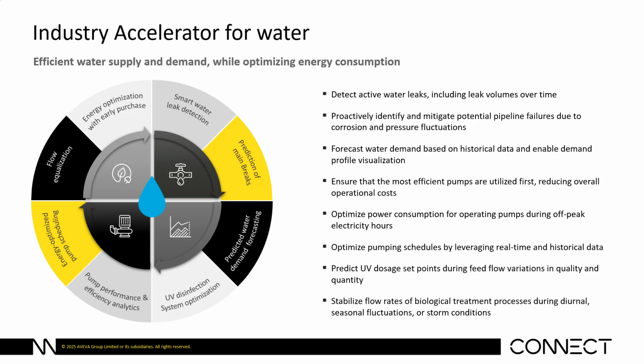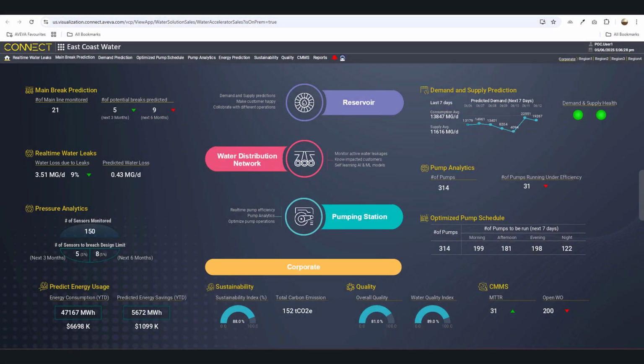The Industry Accelerator for Water enhances overall efficiency by monitoring and predicting water supply and demand within the distribution network while optimizing energy consumption. Here we have an overview of current system health. We're actively detecting water leaks by analyzing historical and real-time flow and pressure data from the water network.